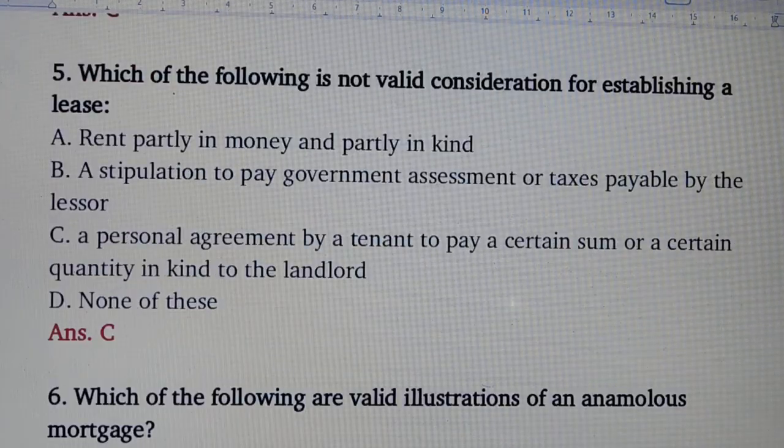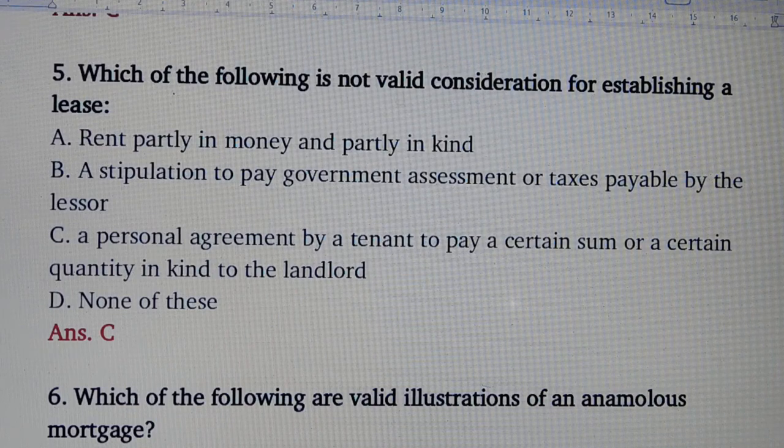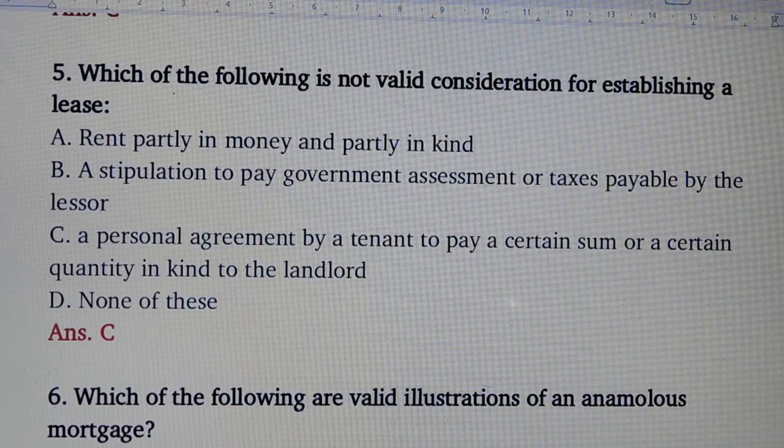Question number 5. Which of the following is not valid consideration for establishing a lease? Answer is option number C, a personal agreement by a tenant to pay a certain sum or a certain quantity in kind to the landlord.